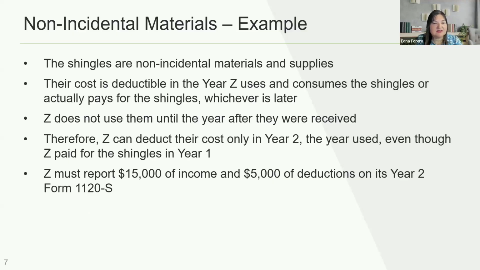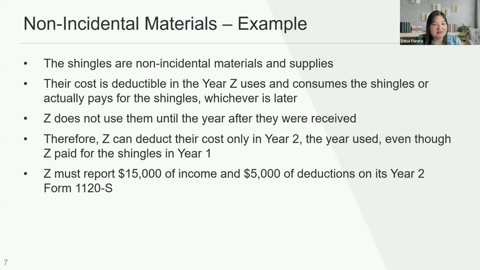And so in this case, the shingles are that non-incidental material and supply, what they need to produce that final product. The cost is deductible in the year that Z uses and consumes the shingles, or actually pays for the shingles, whichever is later. But he doesn't use them until the year after they were received, in this case, year 2. So he's going to deduct the cost only in year 2, the year that they were used, even though he paid for the shingles in year 1. They're sitting in the lawn for a month because of a break perhaps, or perhaps the homeowner's not available, and the only time that they can come to do the repair is in January or year 2.